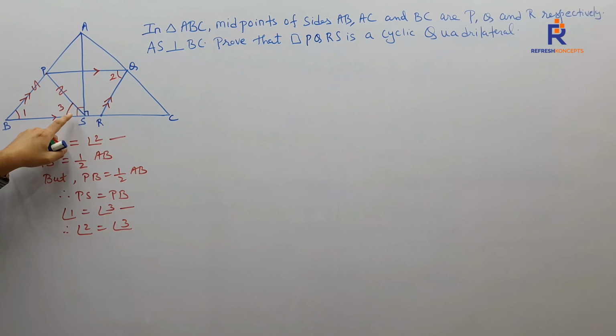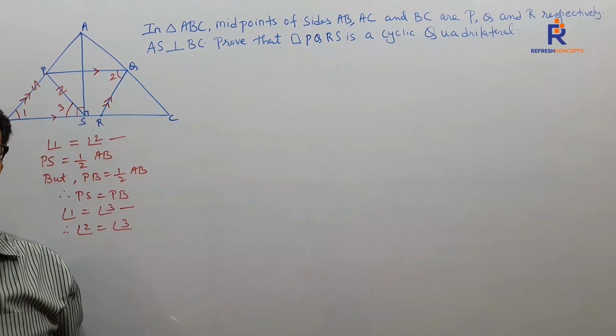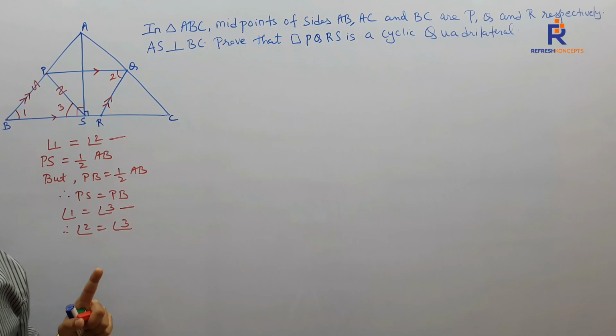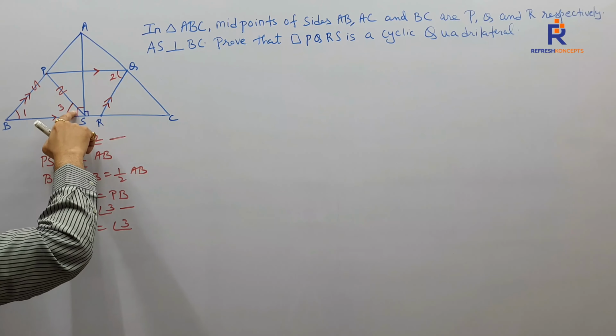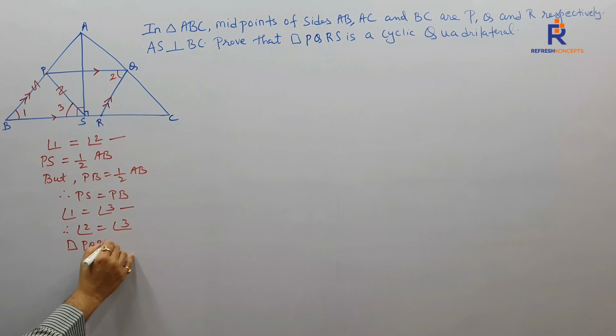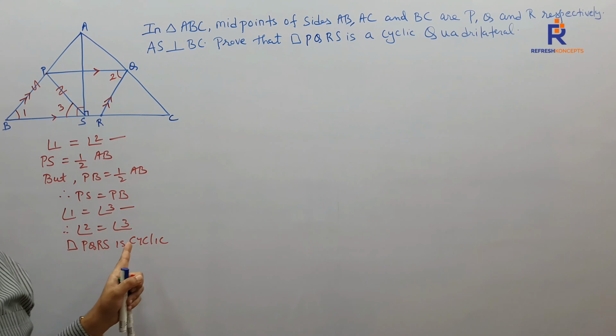Now what is angle 2? And what is angle 3? Can I say angle 3 is an exterior angle for quadrilateral PQRS? By the converse of the exterior angle property for a cyclic quadrilateral, if an exterior angle is congruent to the angle opposite to its adjacent interior angle, the quadrilateral is a cyclic quadrilateral. This is the first way.